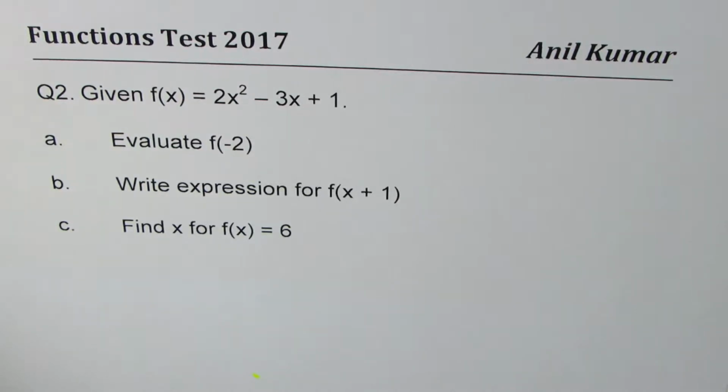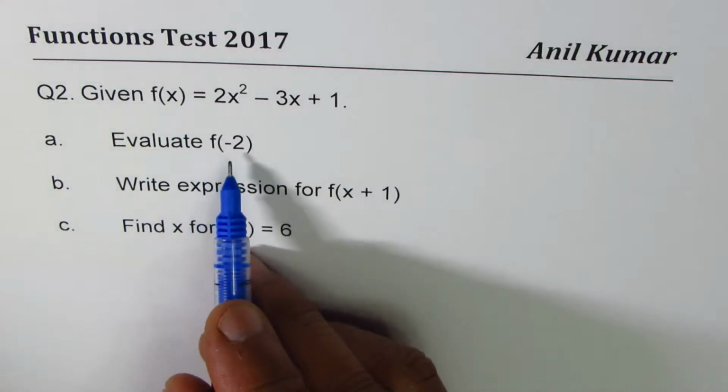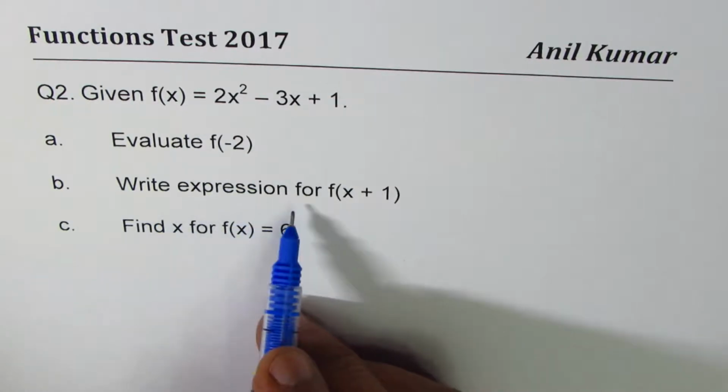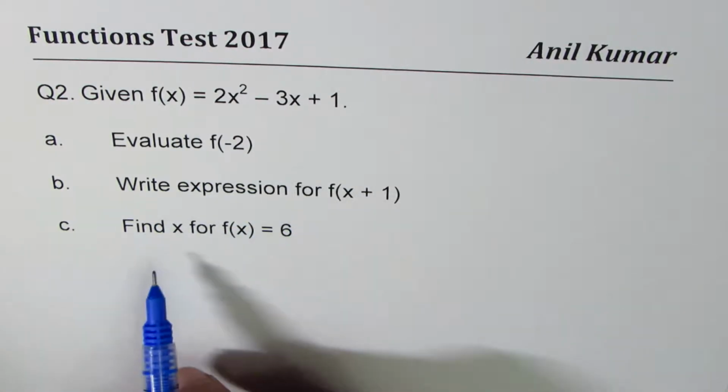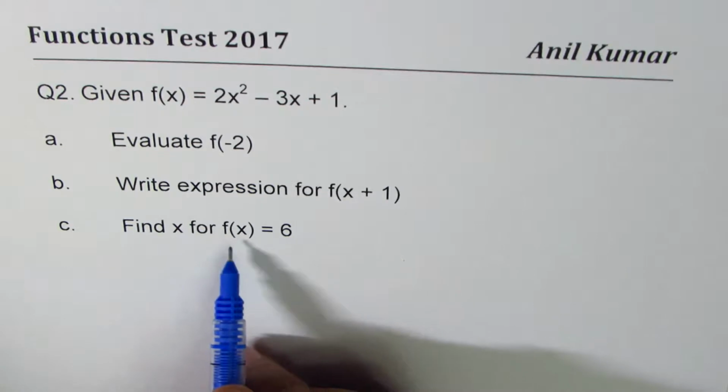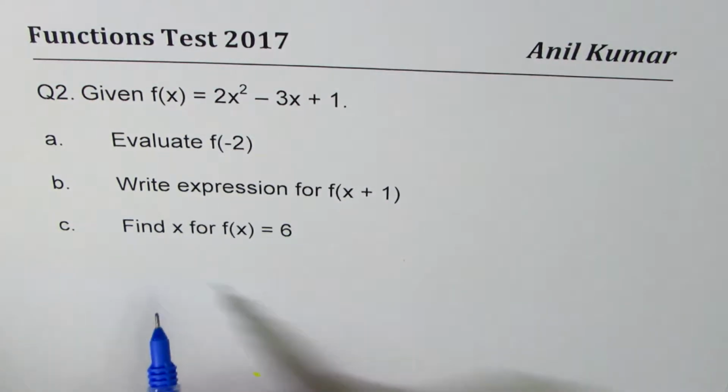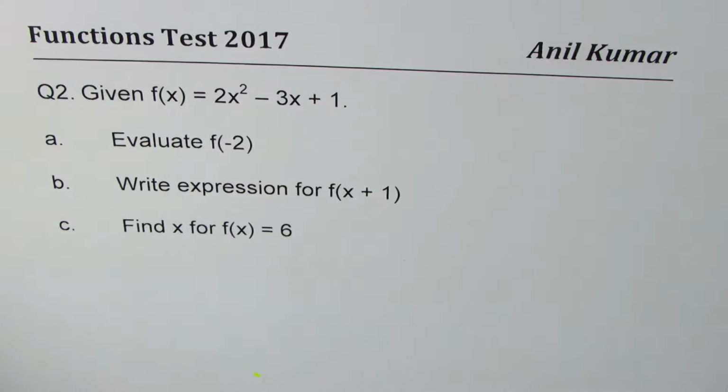Question number 2 is, given f of x equals 2x squared minus 3x plus 1, evaluate f of minus 2, write an expression for f of x plus 1, find x for f of x equals 6. You can always pause the video, answer the question, and look into my suggestion.